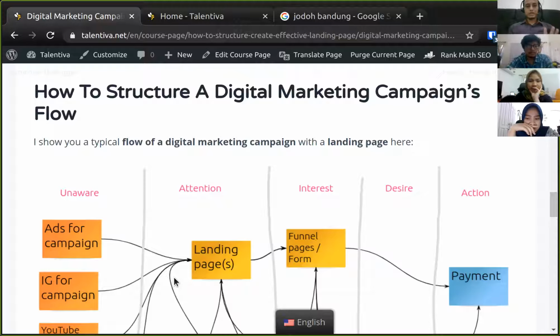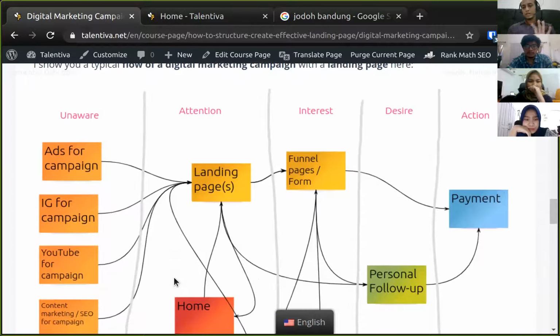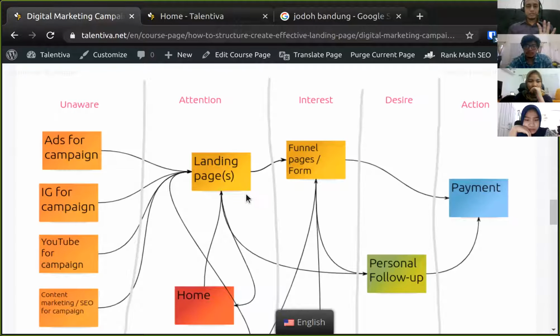All right, next one is, okay, so how do I structure the flow of a digital marketing campaign? Okay, so we start with the landing page. The landing page is the middle. It's not the start, it's the middle. And it goes inside the attention phase. Why? Because when someone visits a landing page, that person already knows that we exist. That person already knows this website, and we already know generally what that user wants to get.